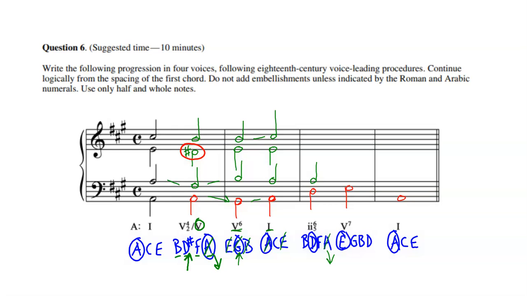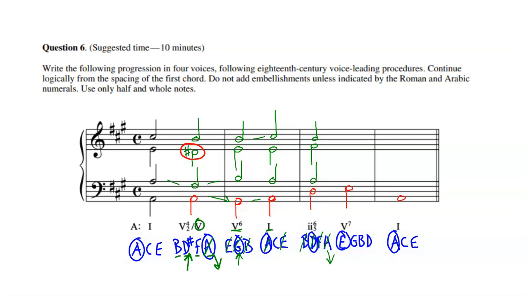Let's see, I need a B and an F. So if these just come down in parallel sixths, nope, that would be a B, and I need to go up with the alto, sorry. Now I've got no parallel motion in those chords. So I've got the F and the B.